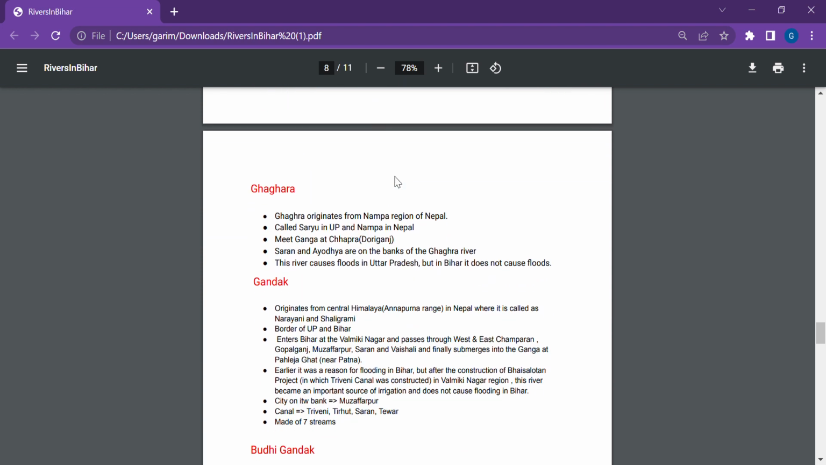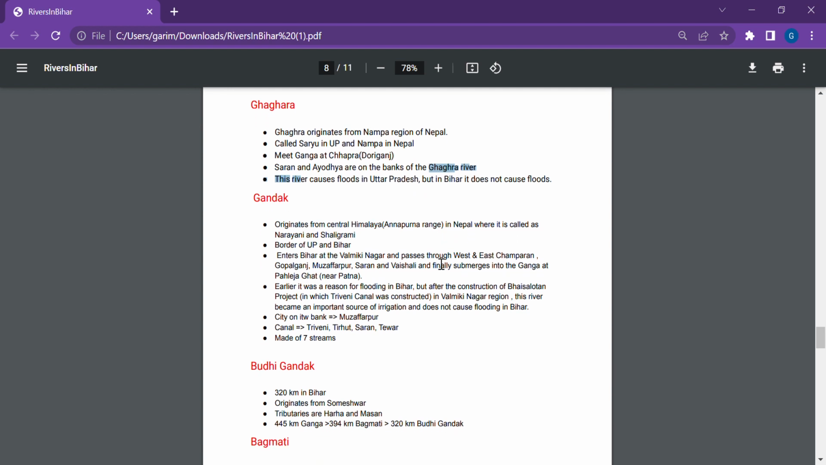Next one is the Ghaghra river. Ghaghra originates from the Nampa region of Nepal. It is also called Saryu in UP and Nampa in Nepal. It meets Ganga at Chhapra in Doriganj. Saran and Ayodhya are on the bank of the Ghaghra river. You need to remember this. This river causes flood in Uttar Pradesh but not in Bihar.